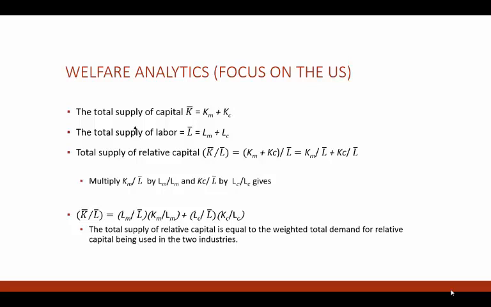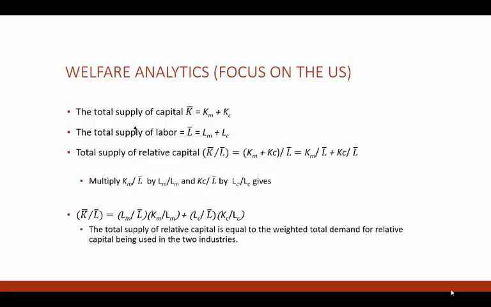We can walk through the technical analytics that explain this outcome, and here we focus on the United States. This content is not for the faint-hearted. Okay, we can write the total supply of capital as K bar being equal to the sum of capital used in machine production and capital used in cloth production, and similarly the total supply of labor, L bar, as the sum of labor employed in machine production and labor employed in cloth production.